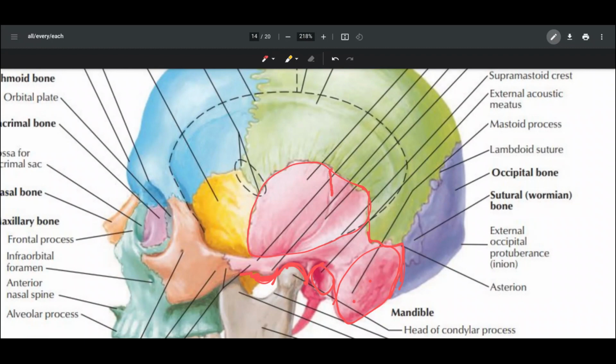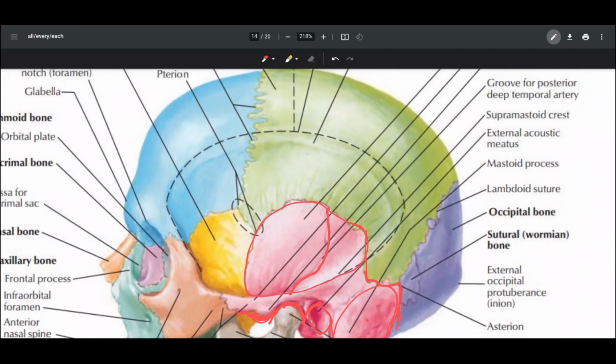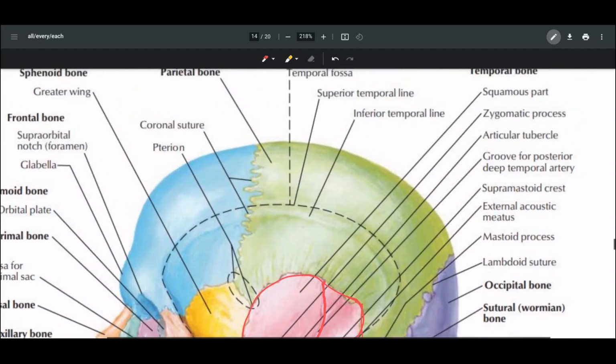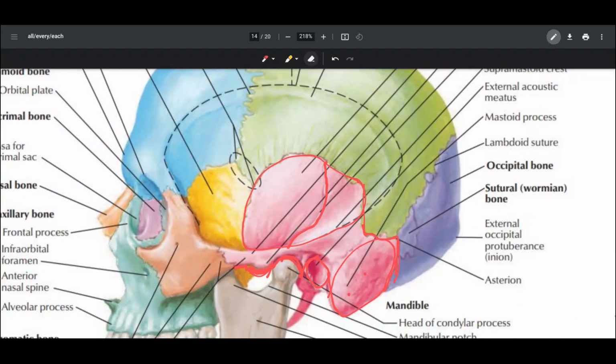This is the squamous part of the bone. And a groove runs here like this, and this groove is for the posterior deep temporal artery. So this covers our temporal bone when seen laterally.